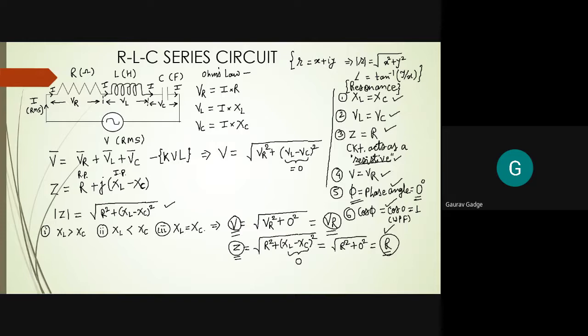So under resonance condition, how much is the value of power factor? अगर आपको पूछा जाए, what is the value of power factor under resonance condition? तो आपका जवाब क्या रहेगा? Under resonance condition, the value of power factor is 1. And why power factor is 1? Because that circuit becomes pure resistive circuit.